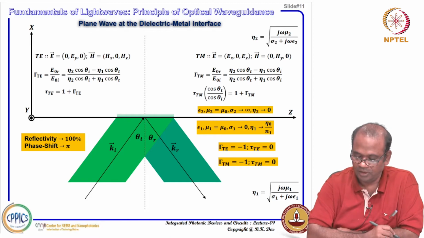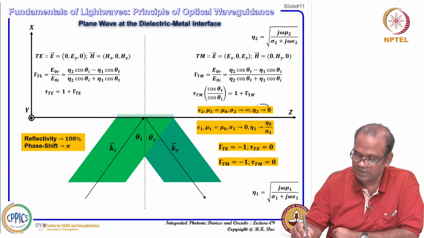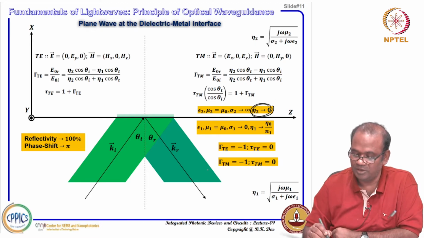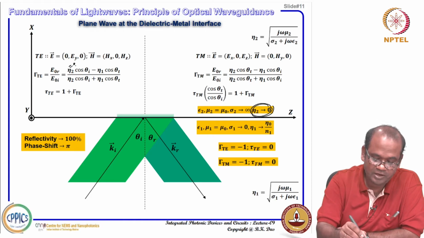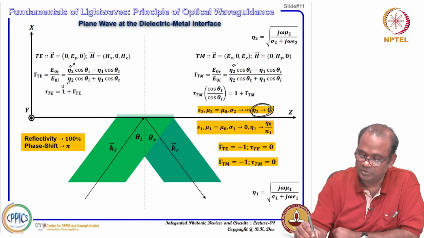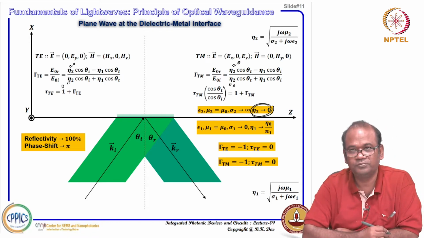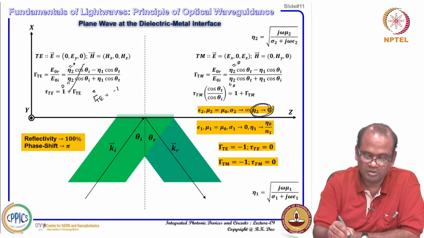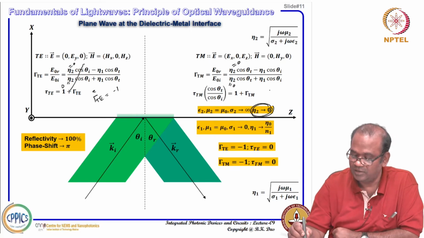Now, I know that in this case, if you put sigma to infinity, eta 2 tends to 0, something divided by a very large value. So eta 2 tends to 0. If we are putting 0 here, here, here and here, for both polarizations, what happens? Then gamma TE will be equal to minus 1, because that one will be 0. And gamma TM will also be minus 1.